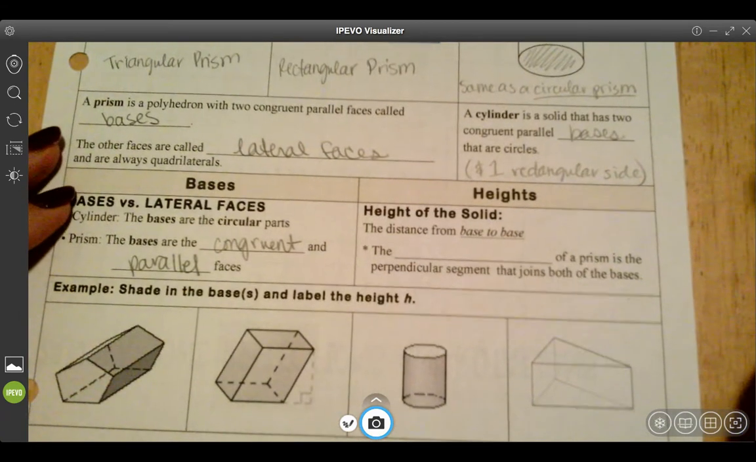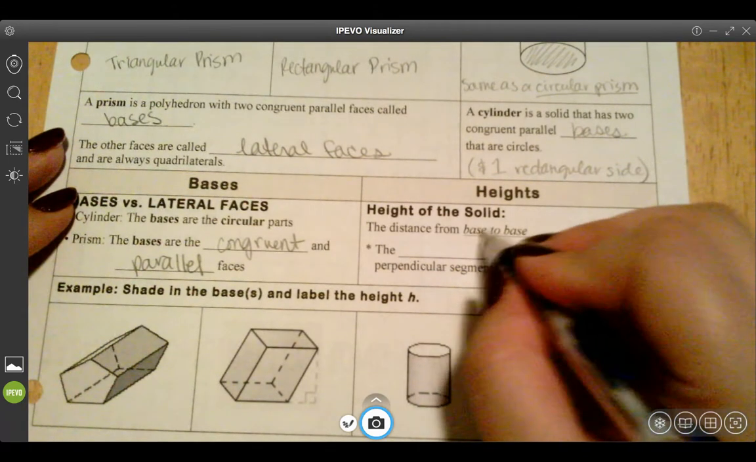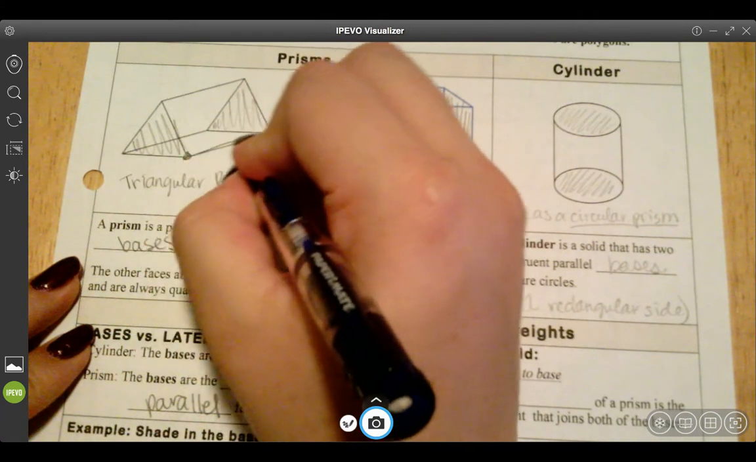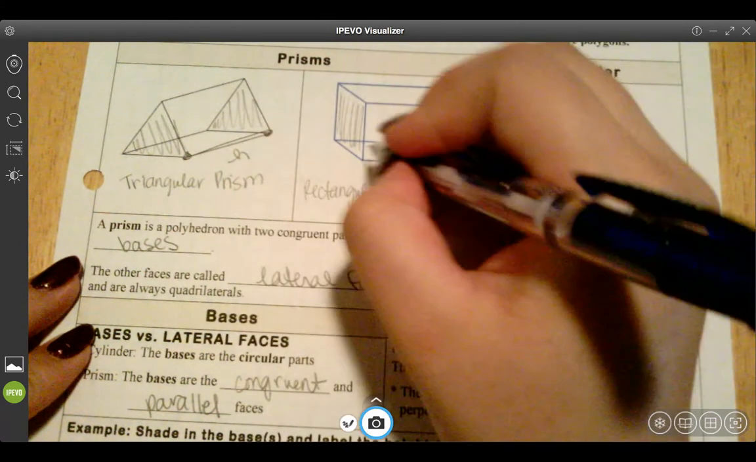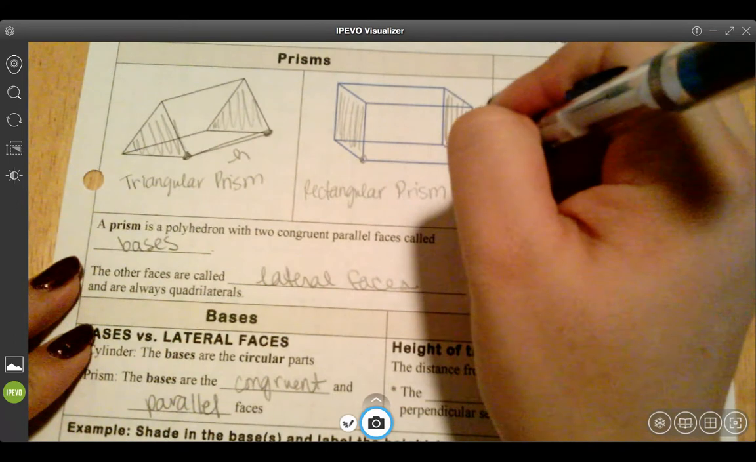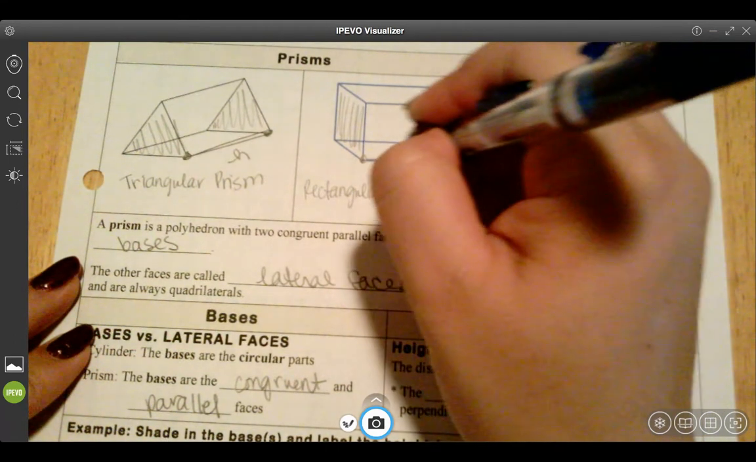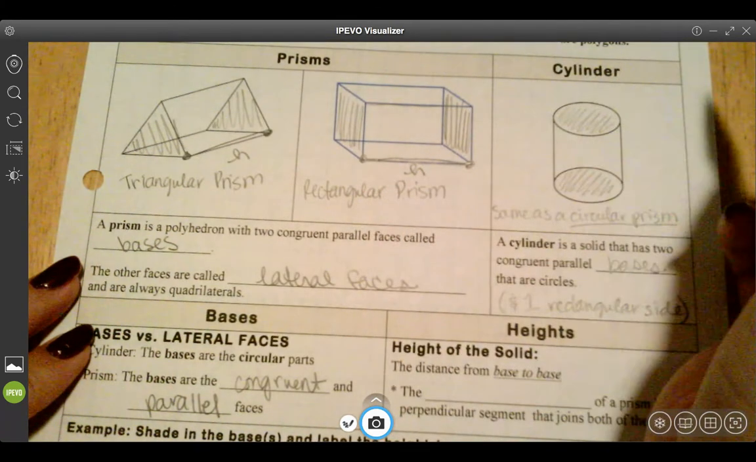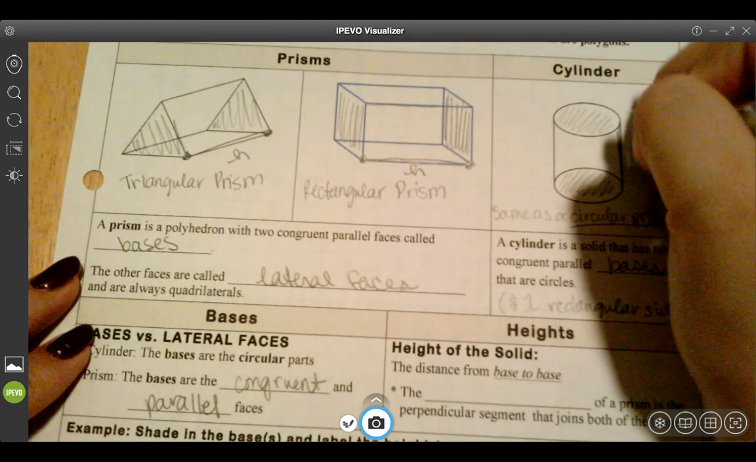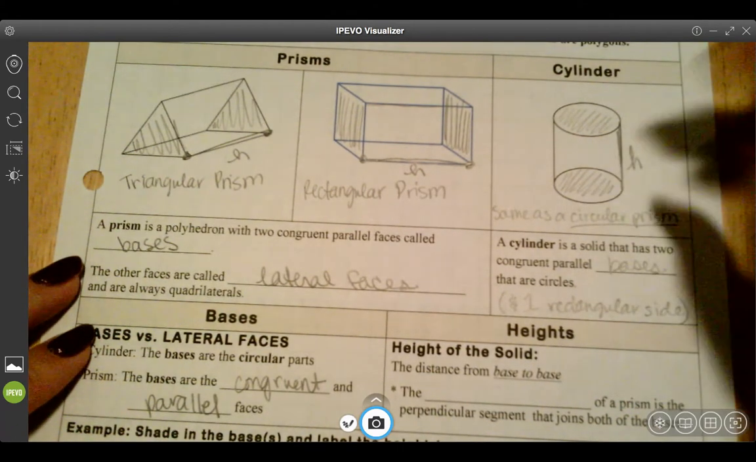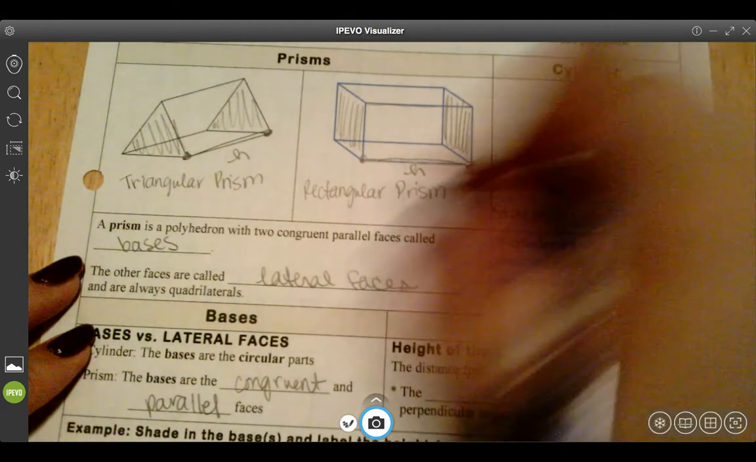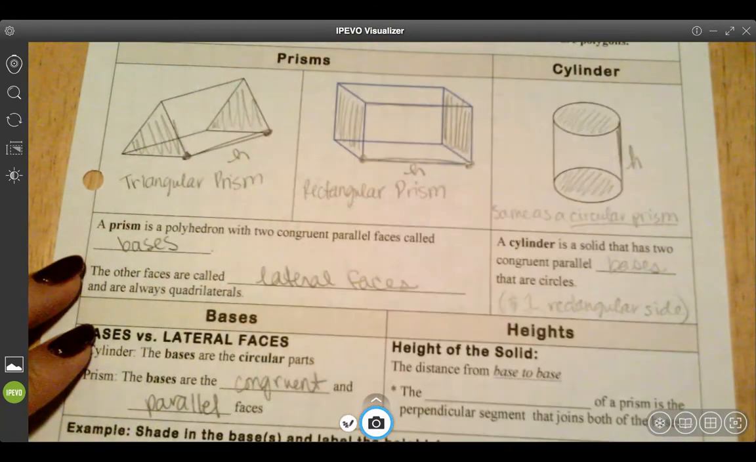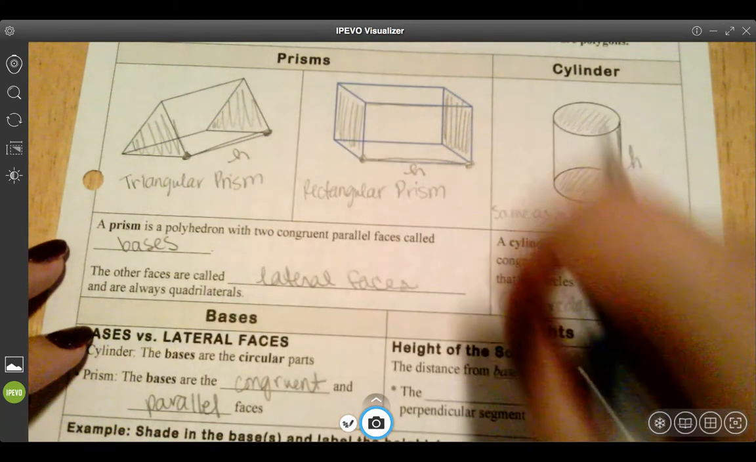The height of the solid is the distance from base to base. So if we're looking at these diagrams, the distance from one base to another base is the height. Now, because those two sides are parallel, no matter where we go between these two sides should have the same height. So any of these distances should be the same between the two sides. They should all have the same height no matter which side I measure from.